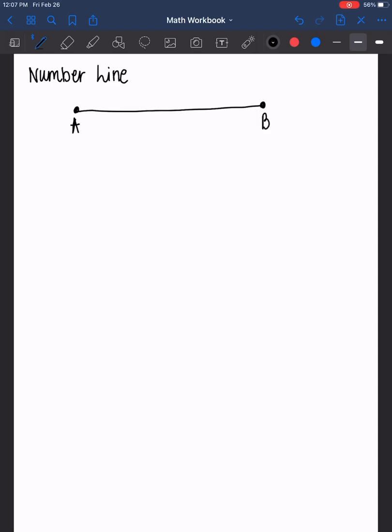Well, now you are going to use 2 number lines at once to measure distances. So I'm going to show you what I'm talking about. Here I'm drawing the 2 number lines. These 2 number lines are going to represent X and Y. And we call this a coordinate plane.